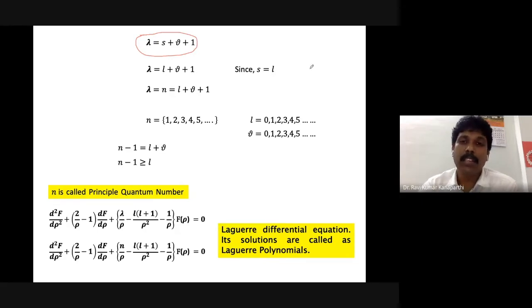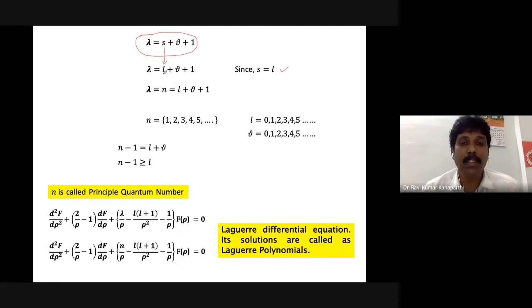We got a relation that s has to be L. So therefore lambda is equal to L plus nu plus 1. Here there is a s. Yes, we understood that s and L are basically the same. And then further, let us assume what is L.